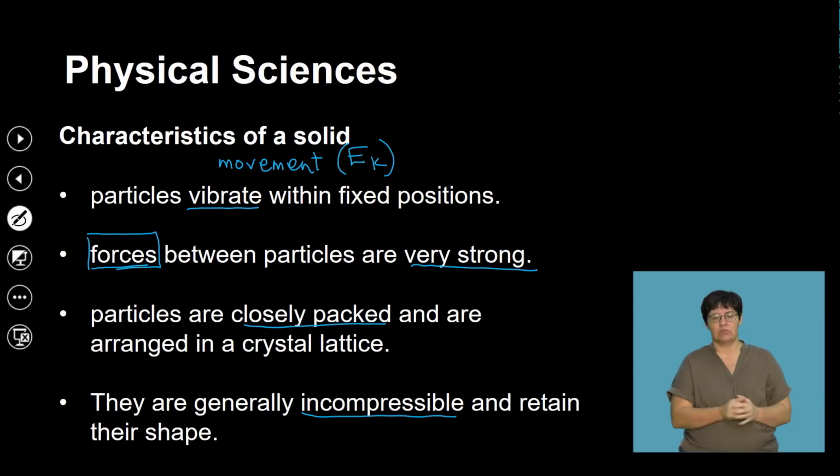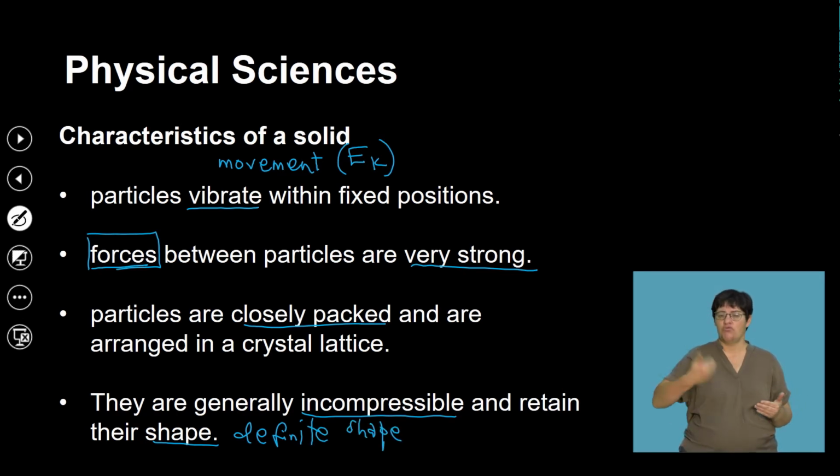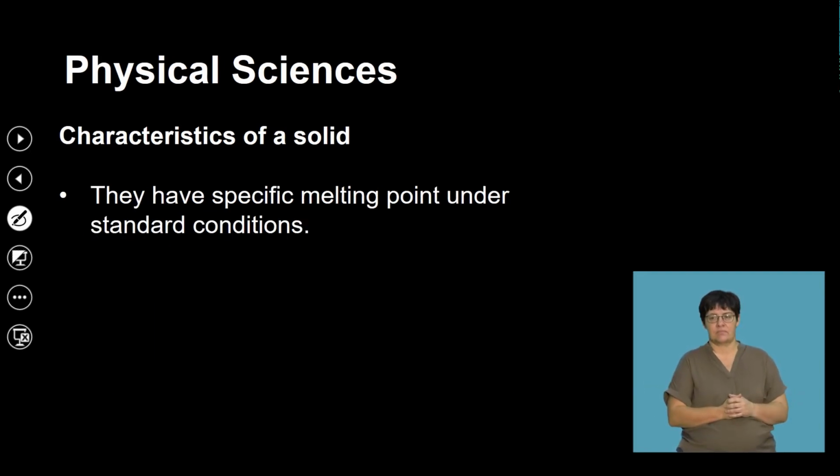Okay, so they retain their shape, then we would say they've got a definite shape, right? So all solids have a definite shape. It can be regular or irregular. By regular, we mean it could be a block, it could be a prism. These are regular shapes. It can also be irregular, right? Now, the other property of a solid is that they have a specific melting point under standard conditions. So we are saying that a given solid material or substance will melt at a certain temperature. Okay, that's the long and short of it.